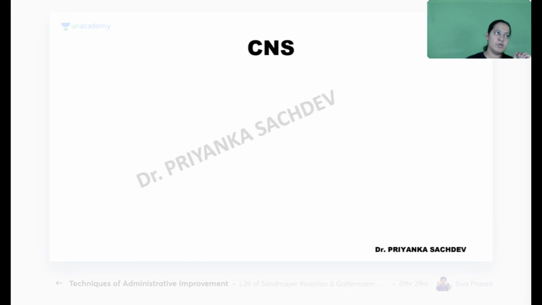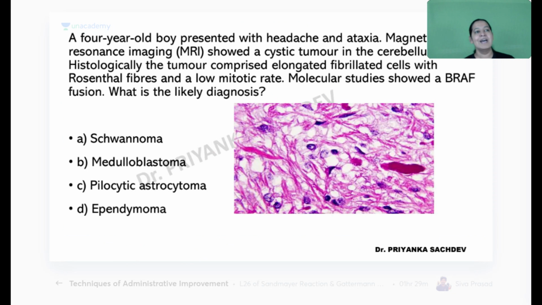Now I will give you a few IBQs from CNS. Very important, CNS. So the first IBQ in front of you. Typical image. Young boy, child is there. 4-year-old child is there. Having headache and ataxia. So boy was having vertigo. Boy was having severe headache. Young boy, he's a child.